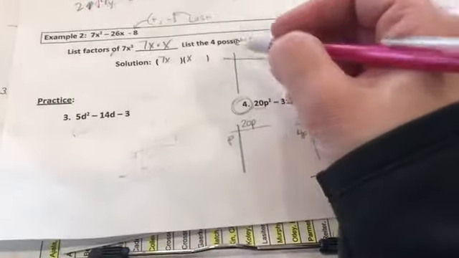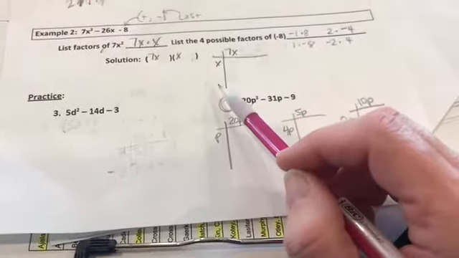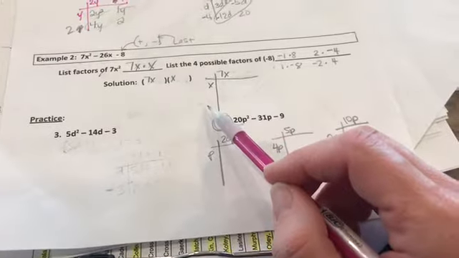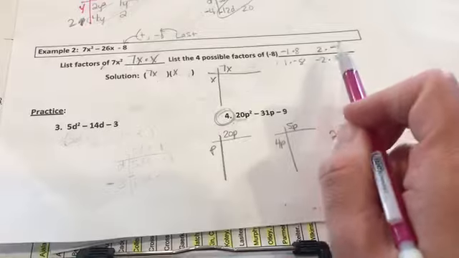If you can do this in your head, that's totally fine. But I think for right now, when you're learning it, this really is the best method, because you can fix your mistakes if you have them. So we're either going to use 1s and 8s or 2s and 4s.